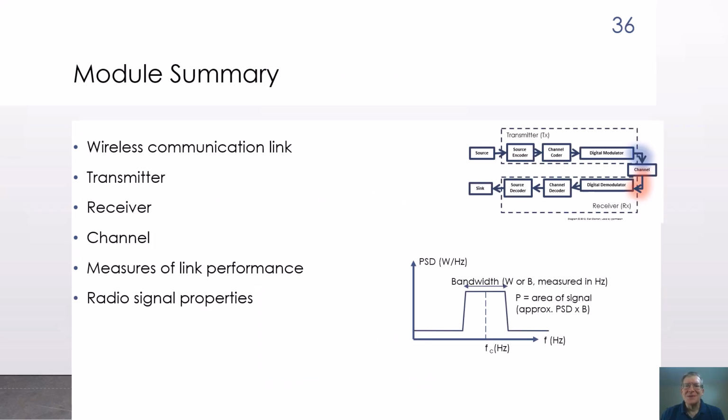This module has presented an overview of a wireless communication link. We looked at transmitters, receivers, and their functions and subsystems. We also considered wireless channels and measures of performance for digital wireless links.